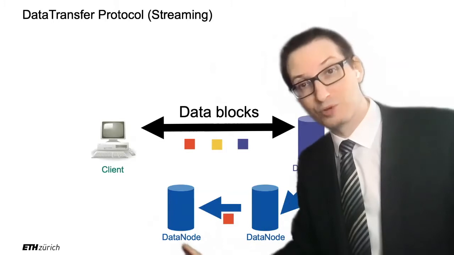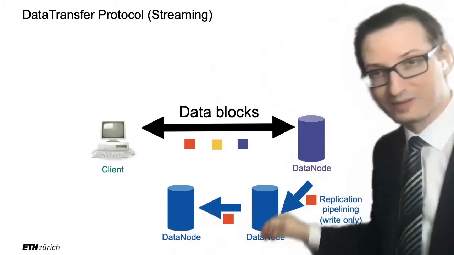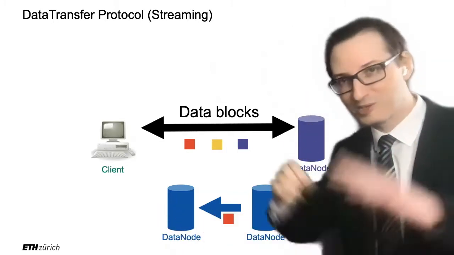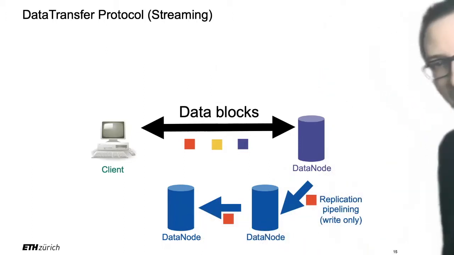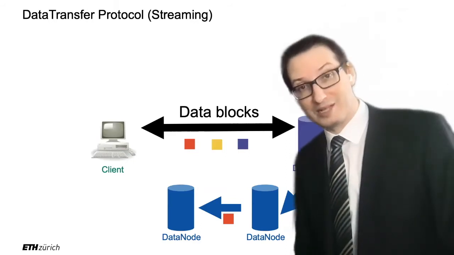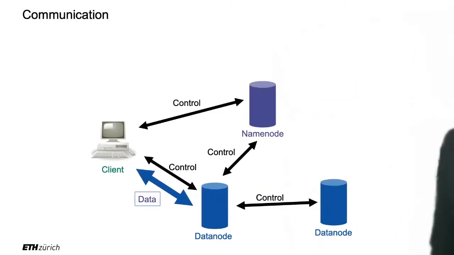So all the replication of the blocks is done between the data nodes, right? So it's actual data. You can imagine the vast quantity of data that is flowing between the data nodes, but this is for the replication pipeline when you write files, all right? So this is how it works.